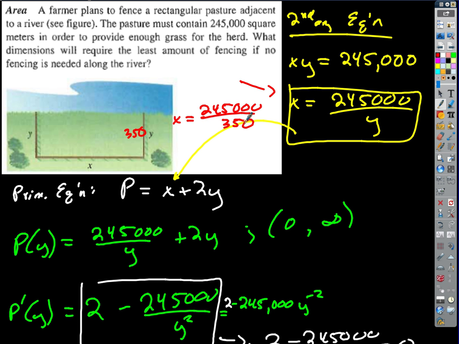What is it? 500? Is that what it was? Is that what you said? What we said? 700. Oh, 700. There you go. 300 by 700. Okay?